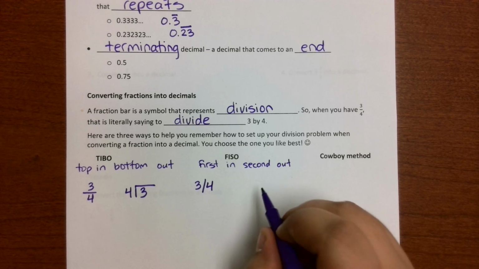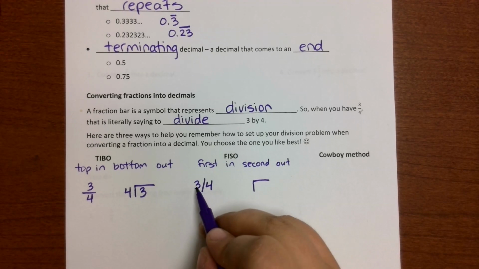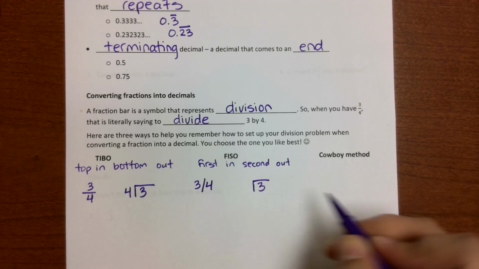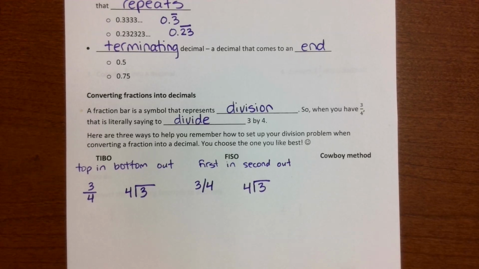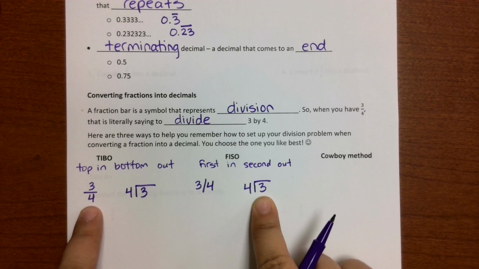They're side by side. So knowing FISO, if we set up our division problem, the first number goes inside and the second number goes on the outside. It also works for a regular fraction like this. The first number being 3 would go on the inside, the second number being 4 goes on the outside.